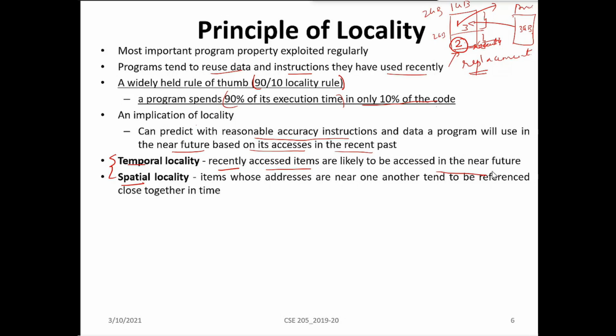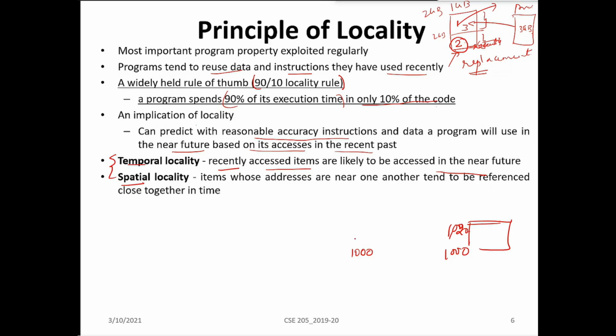The other case is spatial locality. In this case, items whose addresses are near one another tend to be referenced close together in time. Assume we have data like 2020, something like this.